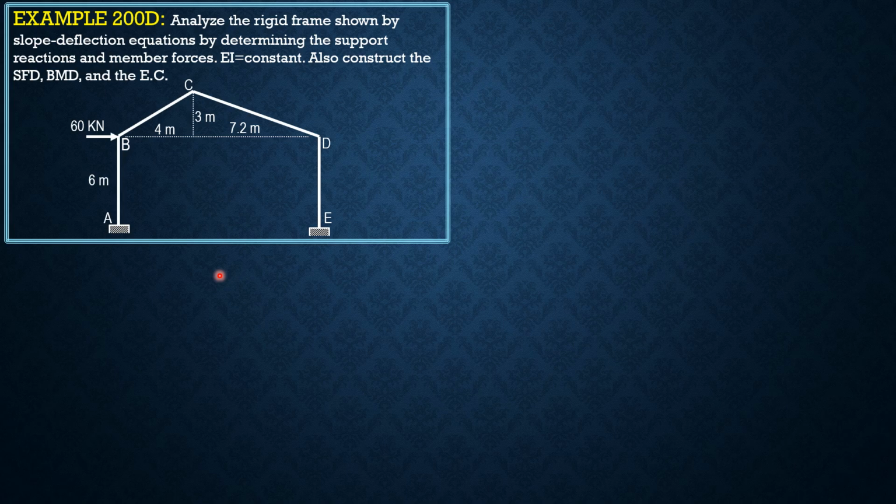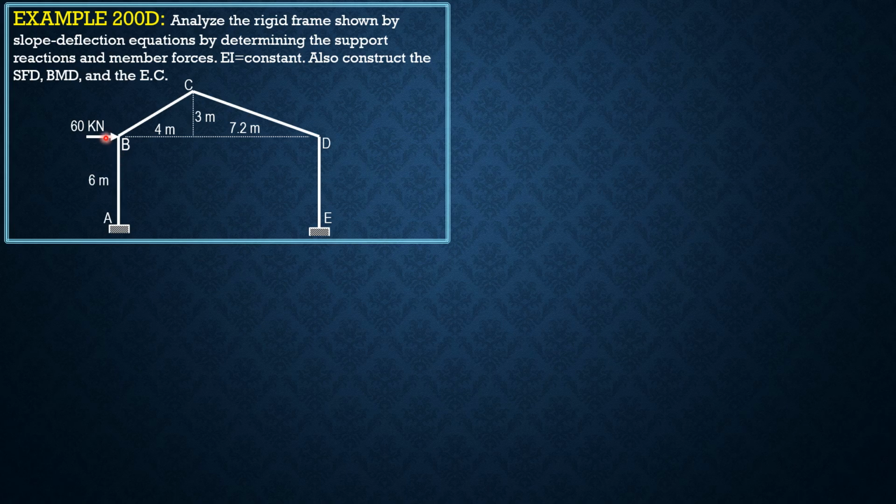Future examples would be a two-story frame with side sway, and I think many will not find it interesting anymore because of the so many unknowns and lengthy solutions. So for me, this is the last one and the best one. There are five unknowns in this problem.